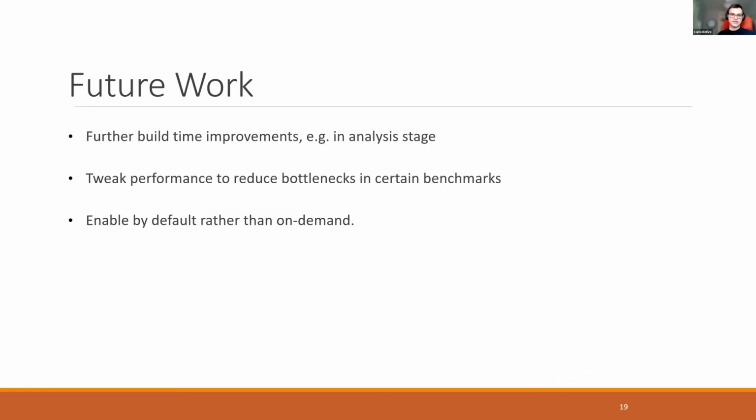And as I mentioned, there is some tweaking ongoing to reduce bottlenecks in certain benchmarks and to try to find a sweet spot between runtime and compile time, of course, in a way that prioritizes compile time for this mode specifically. And once all of that is sorted, then a quick build mode could potentially be enabled by default, making it more like other compilers nowadays, in the way that higher optimization levels are requested on demand rather than enabled by default.